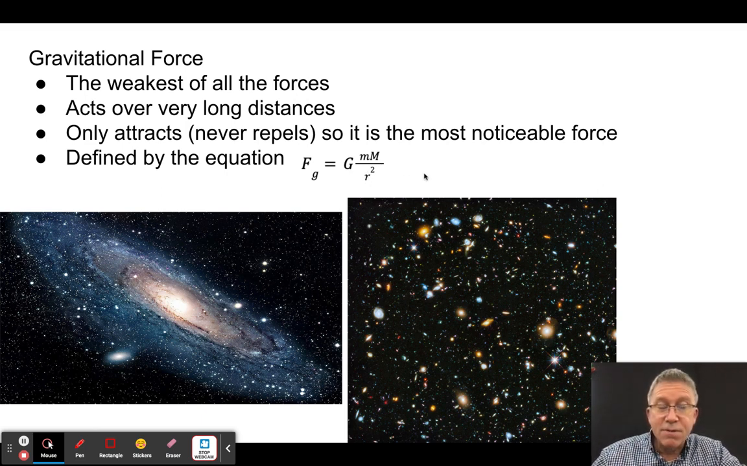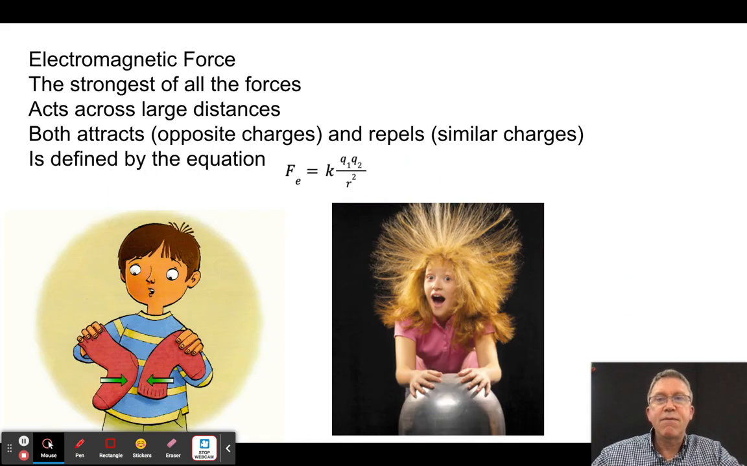The reason I read that to you is because I want you to look at the next one, the electrostatic force, or we'll just call it electromagnetic force. Electromagnetic force is the strongest of all the forces, and it too is an action at a distance force that can act over quite large distances. One way that is different from gravitation is that it has both positive and negative charges, so it can both attract and repel. If I have two positive charges, they will repel each other. If I have two negative charges, they will repel each other. And if I have a positive and negative, they will attract each other.